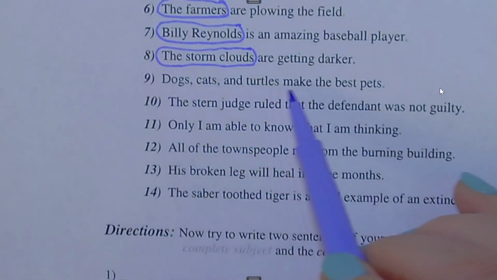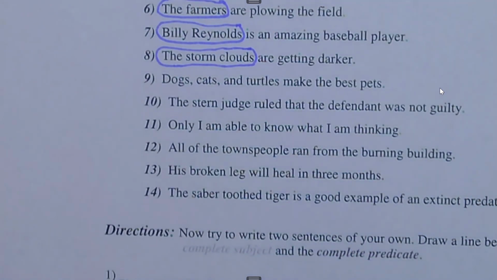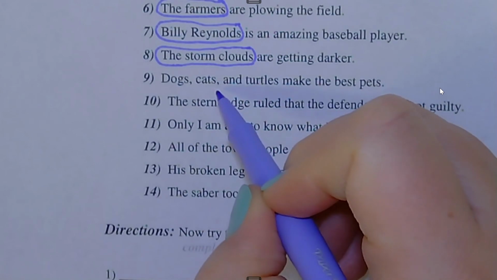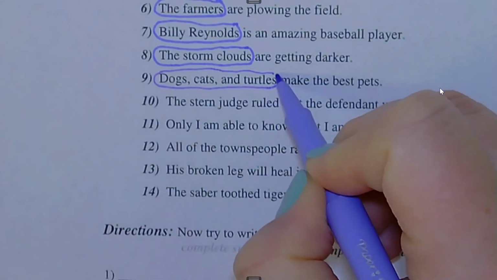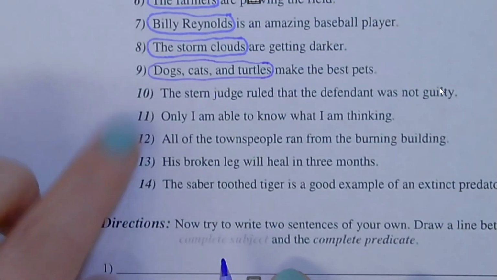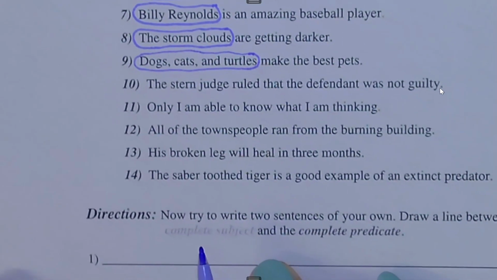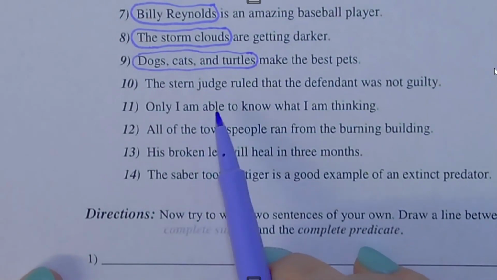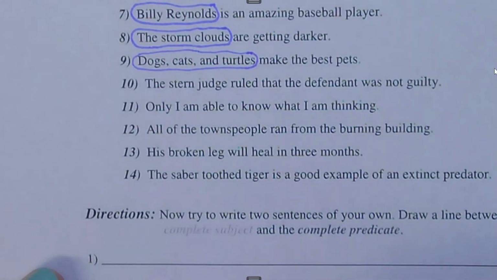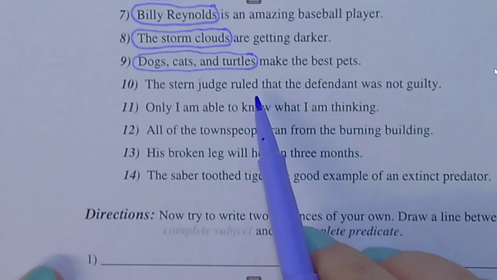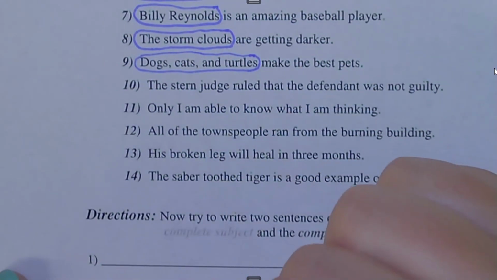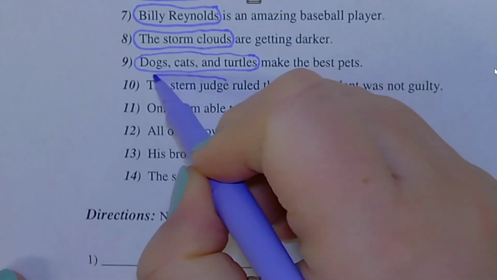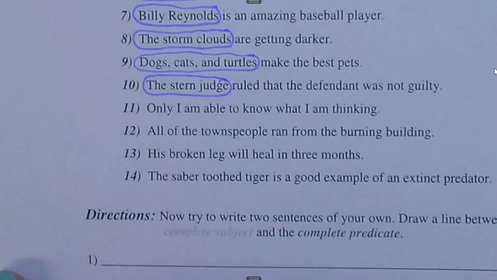Dogs, cats, and turtles make the best pets. Who or what makes the best pets? Dogs, cats, and turtles. Again, you want to circle the entire phrase because the entire phrase is the subject of your sentence. Your sentence is about dogs, cats, and turtles. The stern judge ruled that the defendant was not guilty. Who or what ruled that the defendant was not guilty? The stern judge. Not just the judge. The stern judge. The entire phrase is the subject of your sentence. Okay?